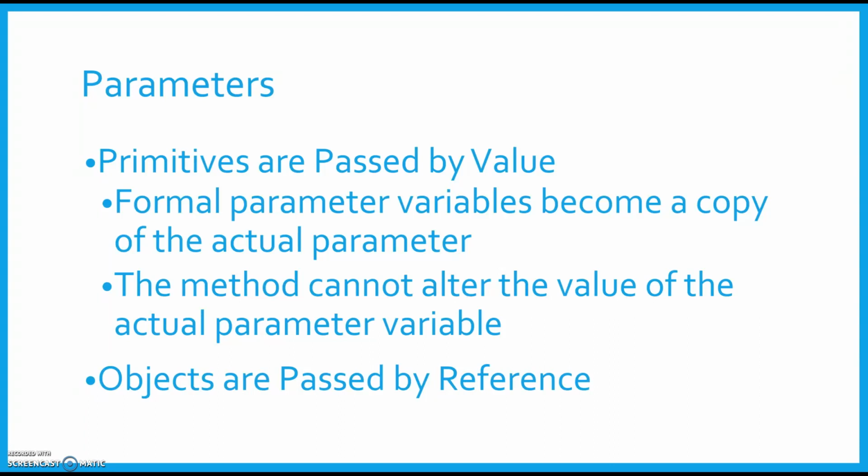When an actual parameter is of a primitive data type, its value cannot be changed in the method because only the value of the variable is sent to the method. With parameters, primitives are passed by value. Formal parameter variables become a copy of the actual parameter. The method cannot alter the value of the actual parameter variable because it's only getting a copy. And objects are passed by reference, which is a little bit different.